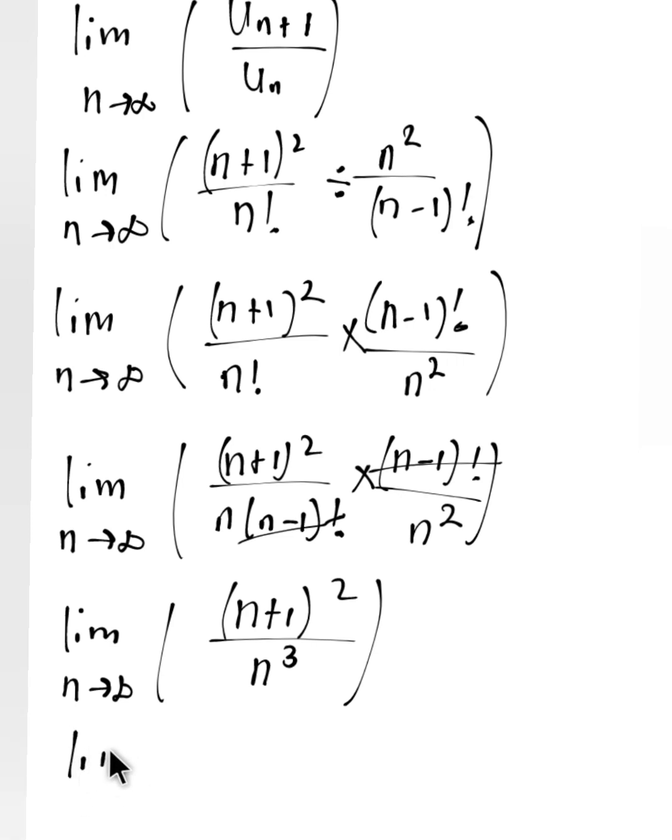Okay, so this is the limit as n tends to infinity. If you simplify this numerator, it's going to be n squared plus 2n plus 1 all over n raised to the power 3. So we start with the limit as n tends to infinity of (n squared plus 2n plus 1) over n raised to the power 3. Now we're dealing with infinity. All we have to do is find the n that has the highest power and divide through with that n.